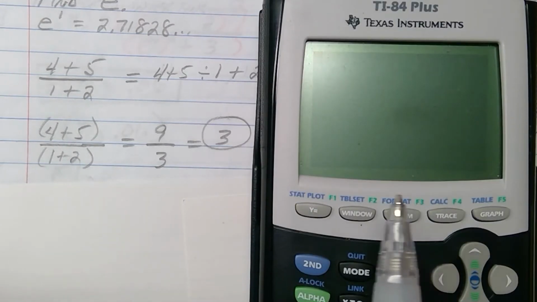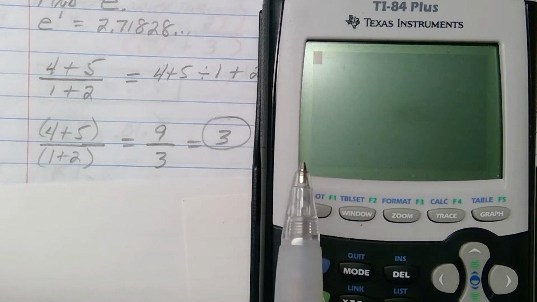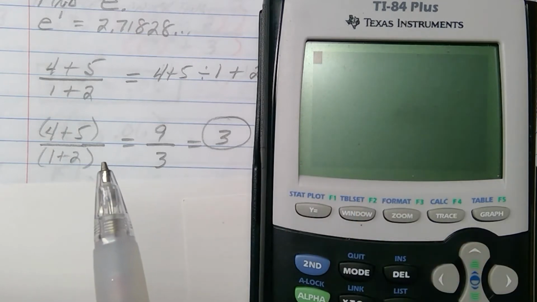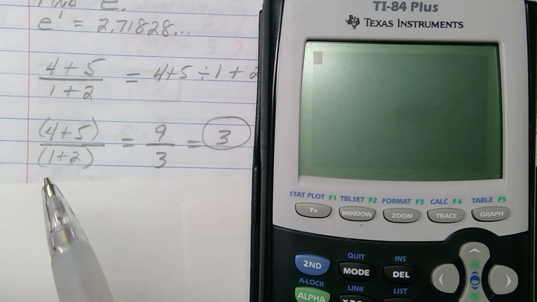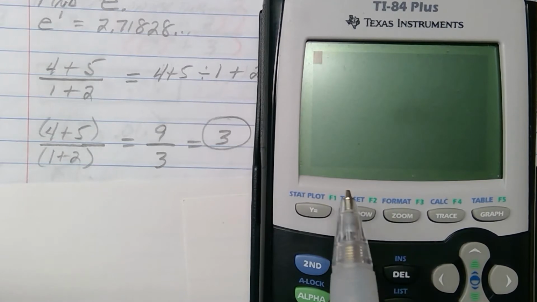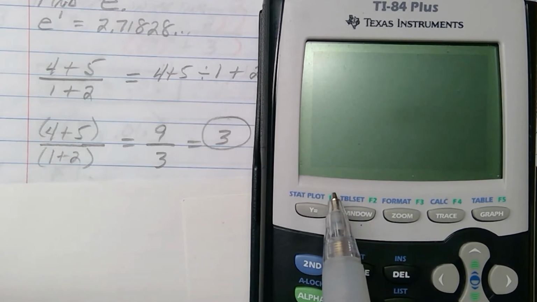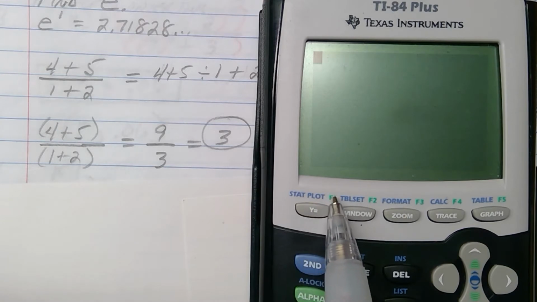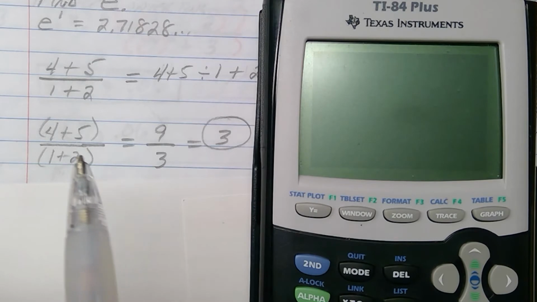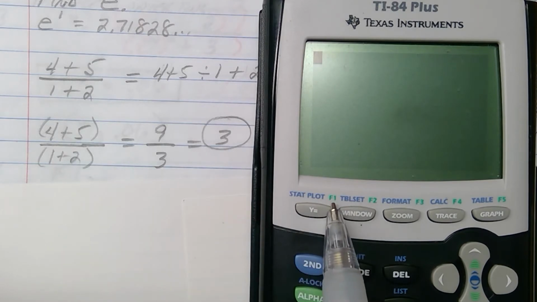Now, on the 84, it's a little easier to put fractions in, which is one reason I kind of like the 84 plus a little bit better, because I don't have to mess with these parentheses. I can pull up a picture of a fraction and just put in the numbers on top and bottom. Now, the picture is hiding right here in F1, all right? That's green. That's the third function of this button. The first function is y equals, the blue function is stat plot, the green function is F1, and I remember F for fraction.